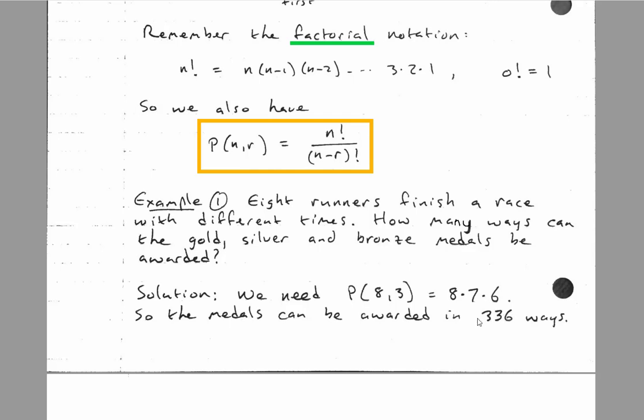Okay, and yeah, it's just the product rule. It's 8 ways to pick the winner. Then once you have the winner, there are 7 ways to pick the person coming second, then 6 ways for the person coming third. Okay, but it's just a permutation.